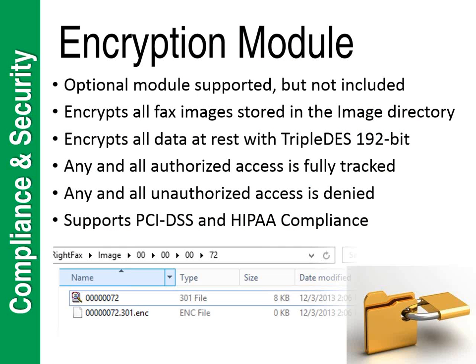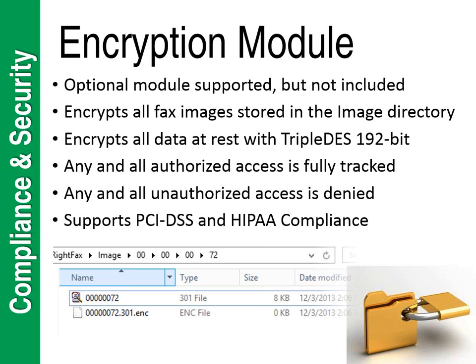So this is really encrypting all the directories. That encrypts the data set at triple DES. DES just means 64-bit, triple is really 3 times, so 192-bit. So that's a type of encryption. Any and all authorized access is tracked. This is done to the fax history.